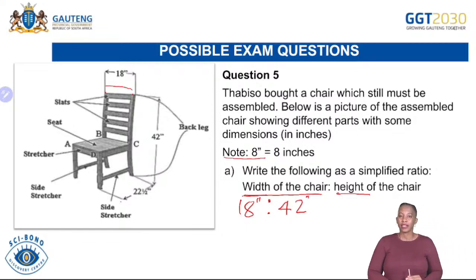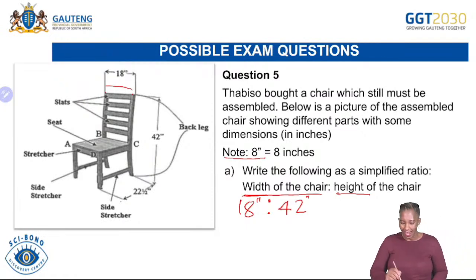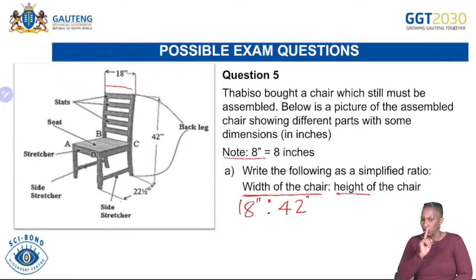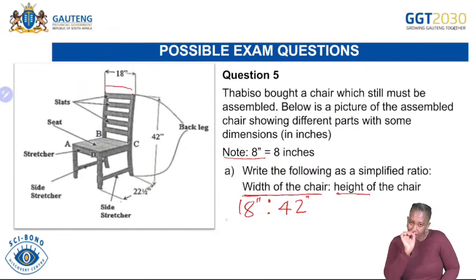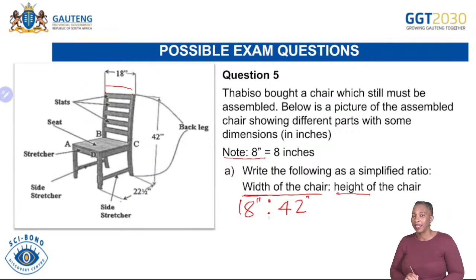Now, boys and girls, just give me a minute so that I can go and get my calculator, because as mathematicians, we need to have our weapons next to us. And I left my weapon on the table for us to get the correct answer. Remember now, when we write it in a simplified ratio, we need to get a number that can go into 18 without leaving a remainder, and the very same number must also go into 42 without leaving a remainder. Let me quickly go and get my calculator. I will come back in a second.